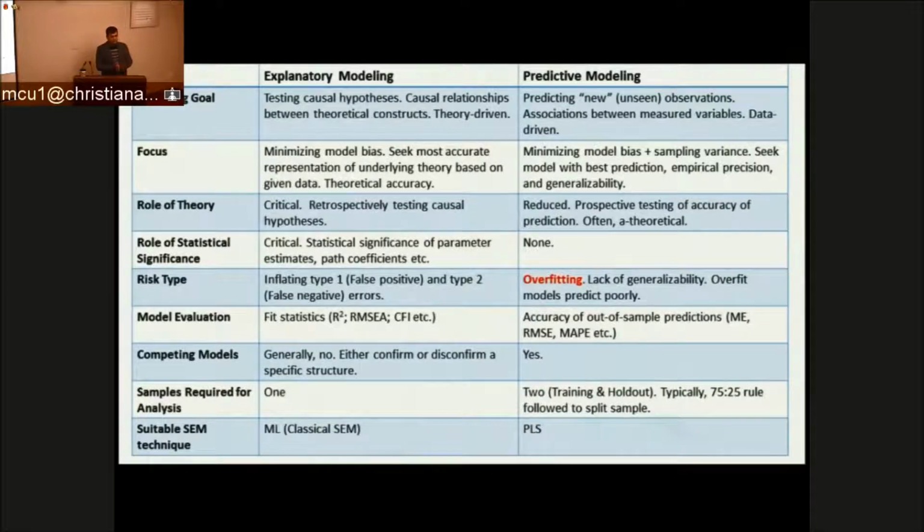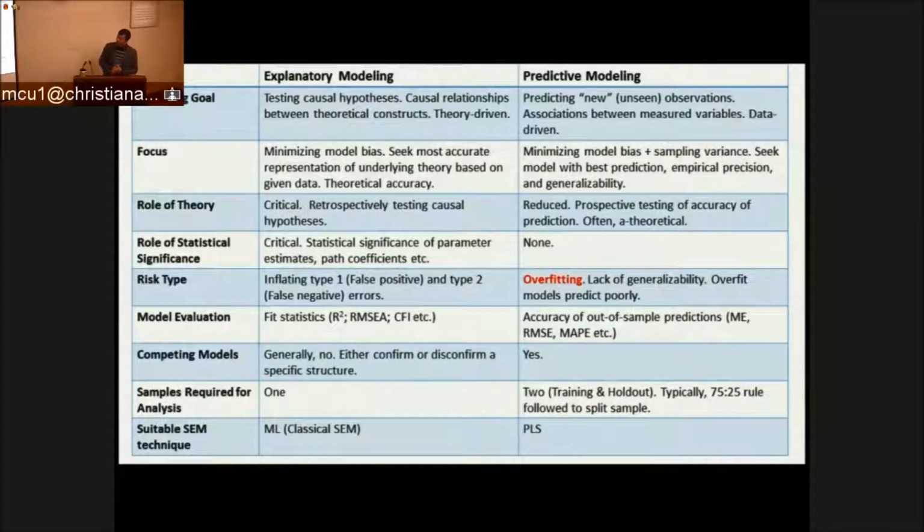Okay? So the role of theory is very critical in explanatory modeling because you're trying to explain something. Predictive modeling, less so. You really don't care so much about theory as long as you have a good sense of which variables to include in your analysis, but you're really in a very prospective kind of mode. Okay? And the goal is to test the accuracy of your predictions. You really want to build a model that is giving you good predictions, and how good of a prediction that is.